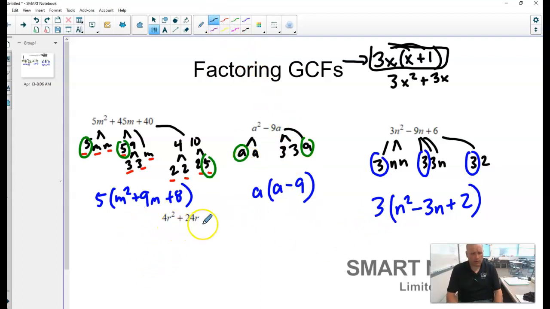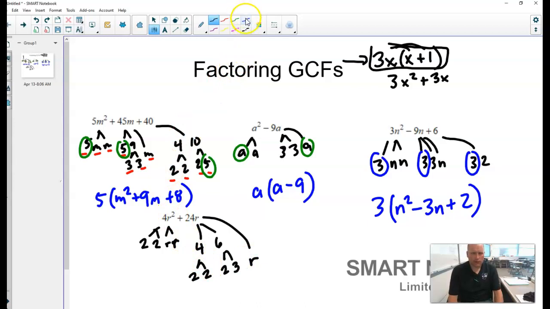And then this bottom one, again, we're going to break this down. This one I've got 2 and 2 that makes 4. And then I have r and r that gives me r squared. And then the 24, I'm going to do my factor tree there. I've got 4 and 6, which breaks down to 2 and 2, and 2 and 3. And then I have the r as well that goes there. So again, I just look and see for things that have in common.